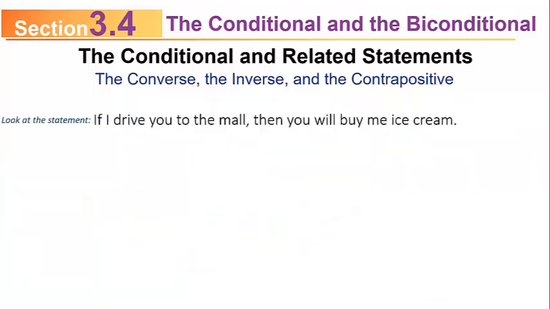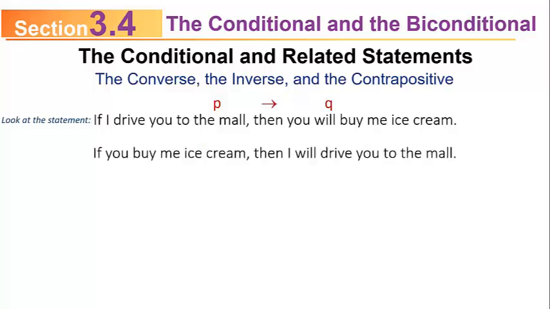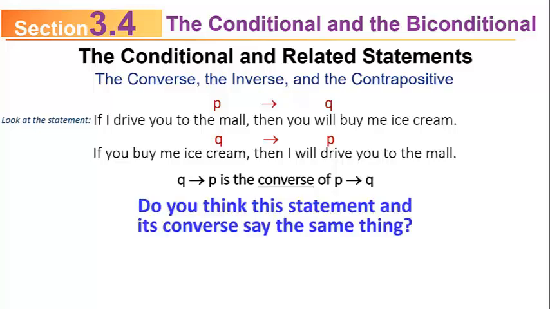Look at the statement, if I drive you to the mall, then you will buy me ice cream. I drive you to the mall is the P, you will buy me ice cream is the Q. This is a conditional of the form P implies Q. How about, if you buy me ice cream, then I will drive you to the mall? Notice that you switched the P and the Q. Q implies P, then, is the converse of the original statement, P implies Q.